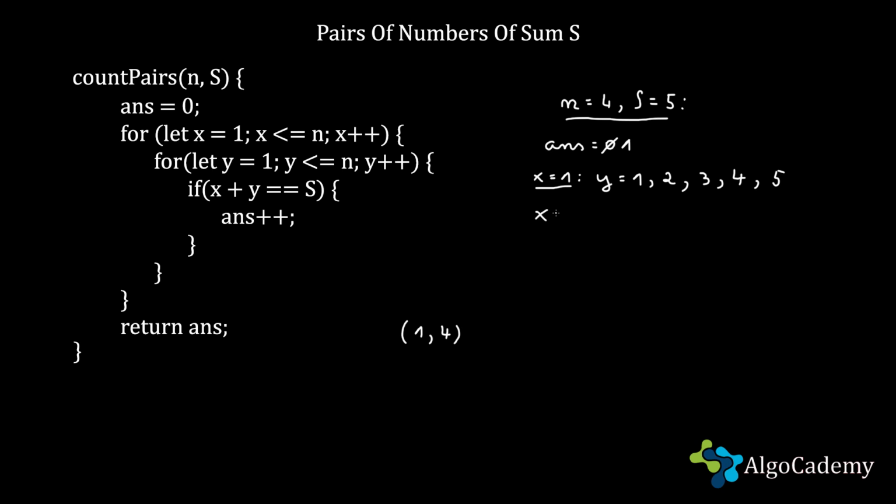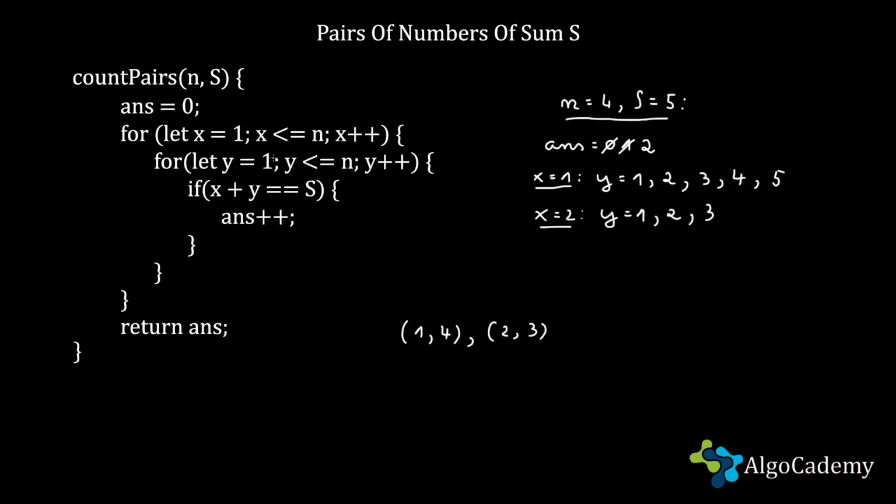So now we have x equals 2. We will enter again the second for loop. The first value of y is 1. So y is initially 1. And we check 2 plus 1 equals 5. No. So we do nothing. Move to the next iteration. Y gets increased equals 2. 2 plus 2 equals 5. No. Next iteration. Y gets increased. 3. 2 plus 3 equals 5. Yes. So I'm going to increment our answer. Answer is now 2. And I counted the pair 2, 3.